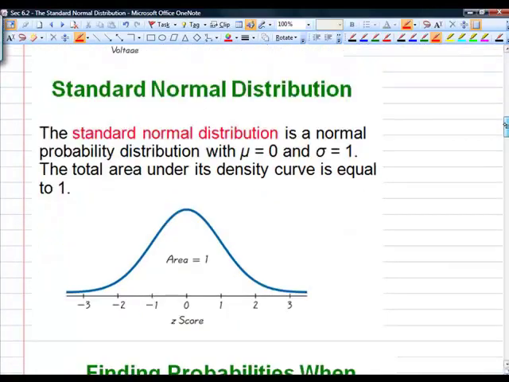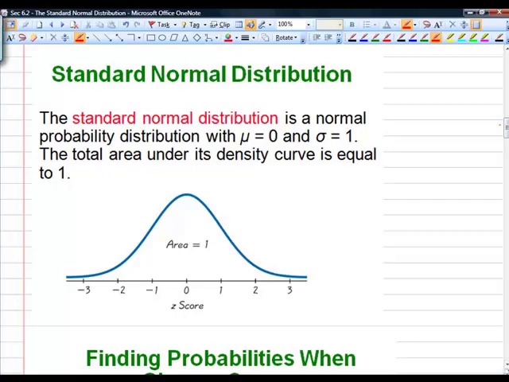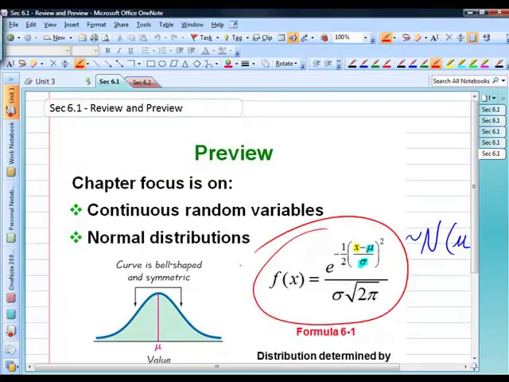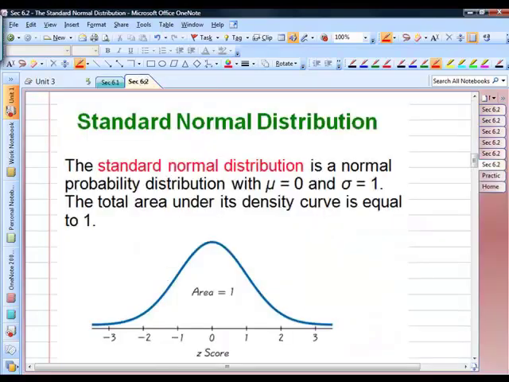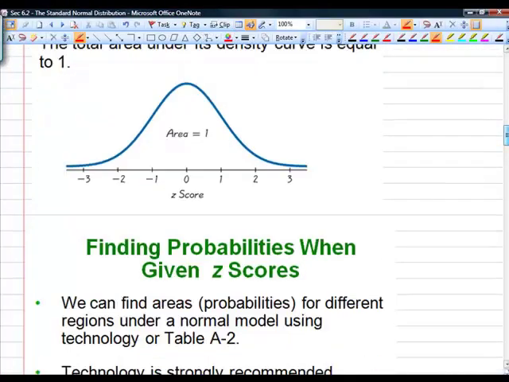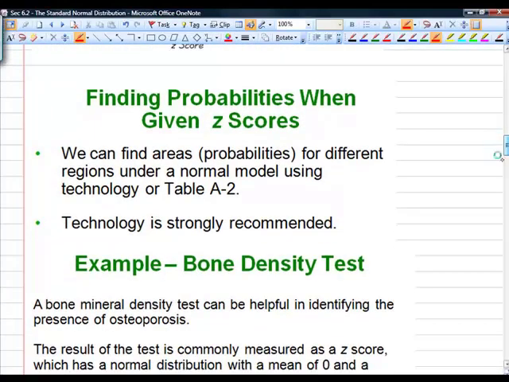So here's a standard normal distribution. The standard normal distribution is just a normal distribution with a mean of 0 and a standard deviation equal to 1. The total area under the curve has got to be equal to 1. You could use your graphing calculator to graph this curve if you used the function from 6.1, this function right here. I'm not going to take the time to do that, but this function actually is how you come up with this curve. And how we're going to find the probabilities when we're given z-scores is by using our graphing calculators.